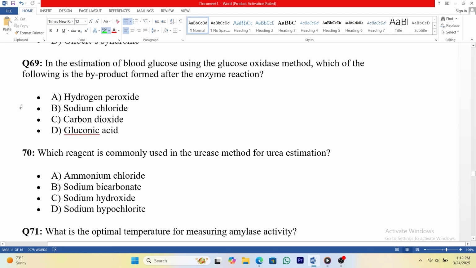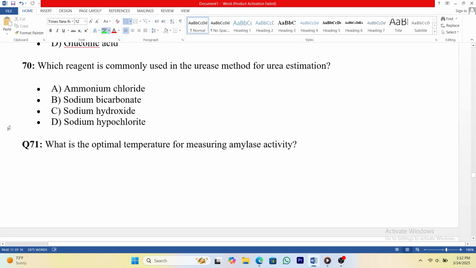A. Hydrogen peroxide. B. Sodium chloride. C. Carbon dioxide. D. Gluconic acid. Answer: A. 70. Which reagent is commonly used in the urease method for urea estimation?